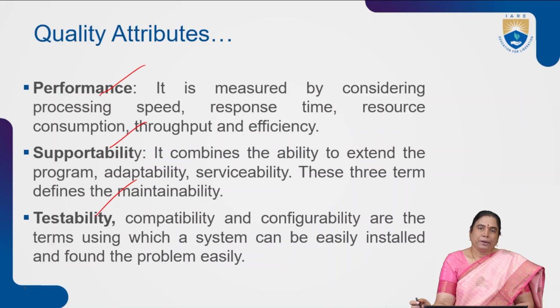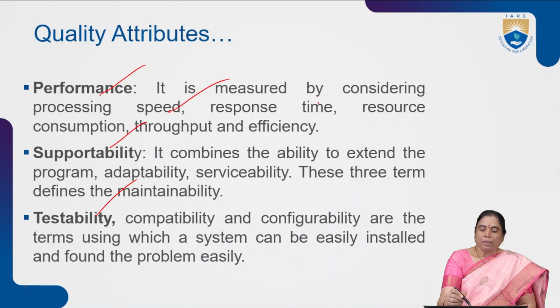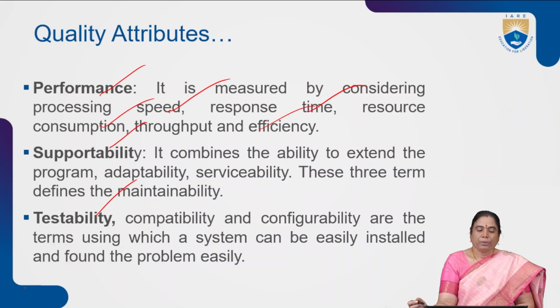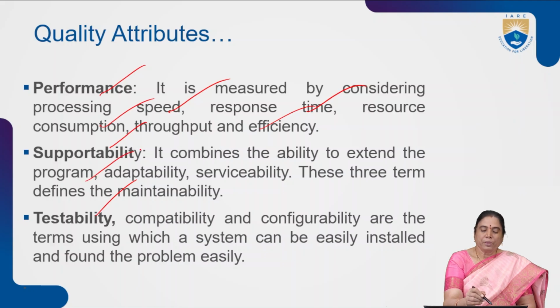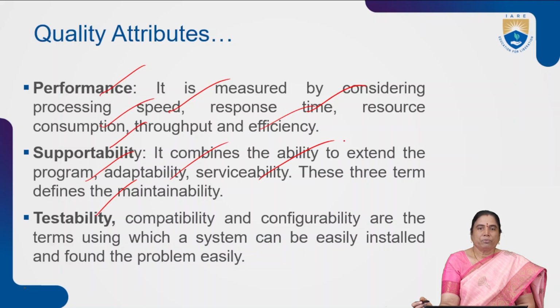The next quality attribute of the software design is performance. It is measured by considering processing speed, response time, resource consumption, throughput, and efficiency. Supportability is another quality attribute. It combines the ability to extend the program, adaptability, and serviceability. These three terms define maintainability.